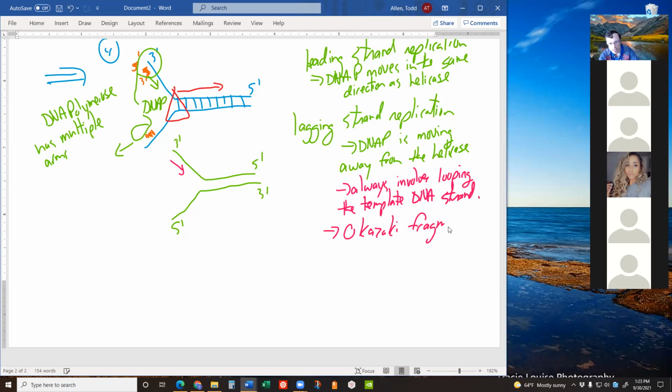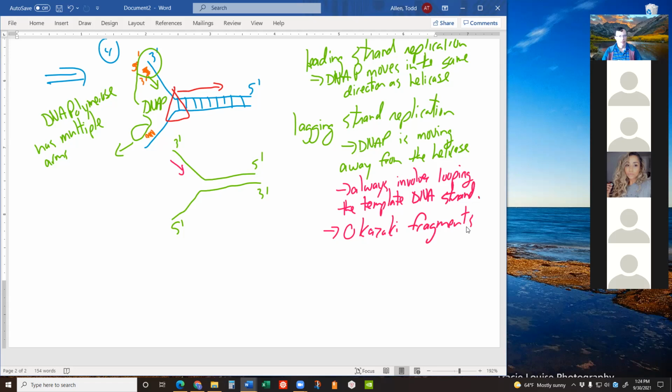Those fragments were named after Dr. Okazaki, who originally discovered them during his research. And so Kit has a question. So DNA ligase just bonds the Okazaki fragments together? Basically, yes, Kit, it does.